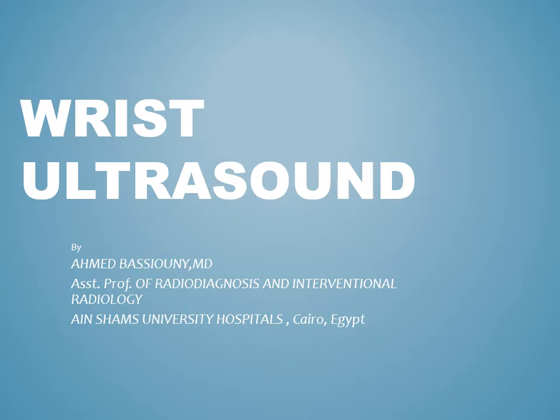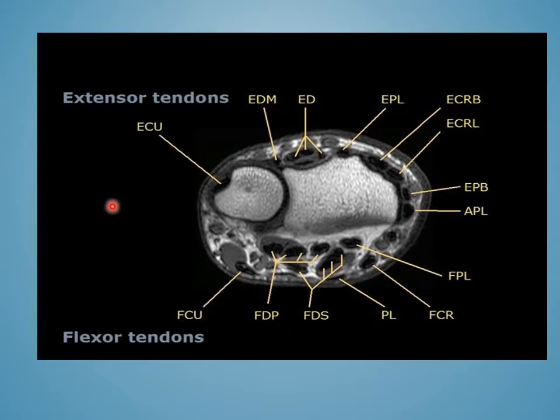Today's lecture will be about the wrist ultrasound, also the technique of the scan and the most common pathologies. This is an MRI demonstrating the normal anatomy of the wrist tendons. Regarding the flexor group, there is the flexor digitorum profundus and the flexor digitorum superficialis tendons.